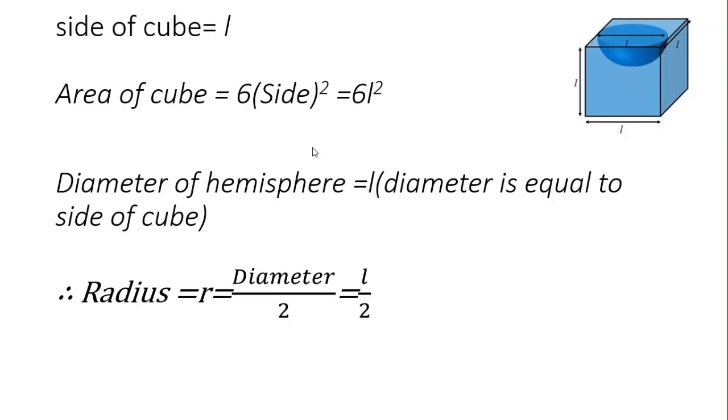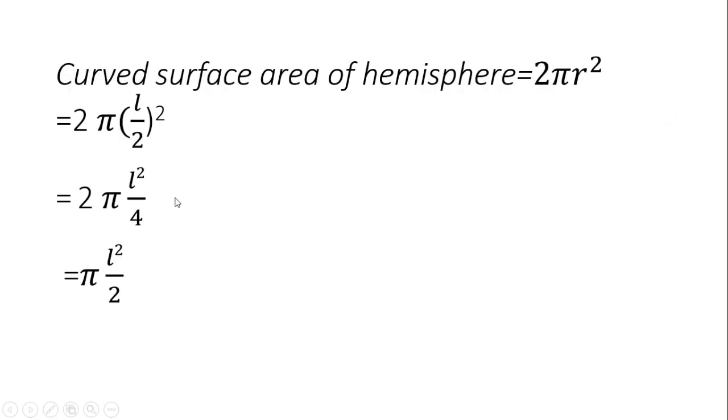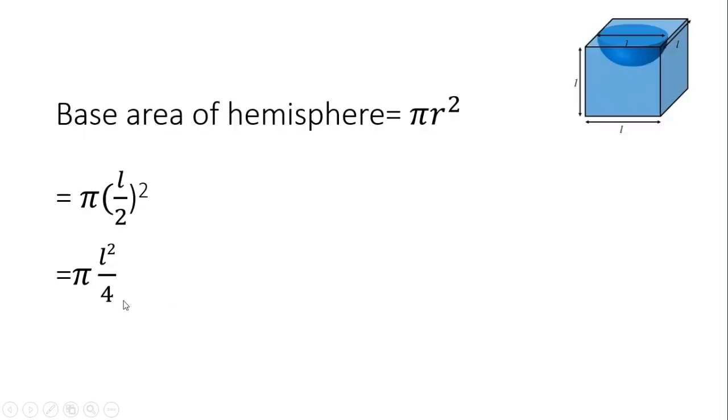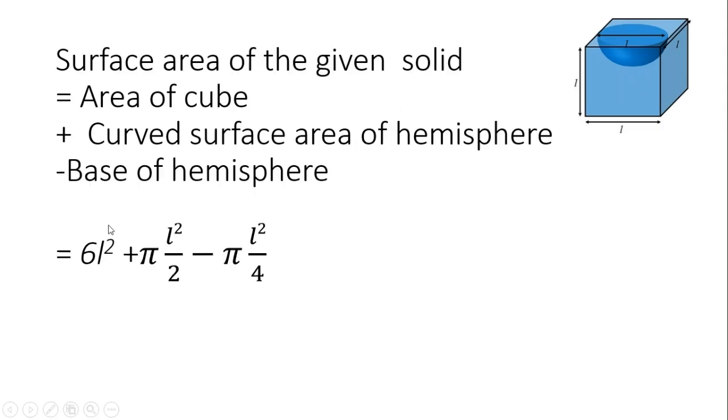We are able to find the area of the cube as 6L square, the curved surface area of the hemisphere as pi L square by 2, and the base area of the hemisphere as pi L square by 4. We are able to find all the three values. But what we have written is that the total surface area of the given solid is nothing but the area of the cube plus the curved surface area of the hemisphere minus the base area of the hemisphere. So we are substituting the calculated values here.